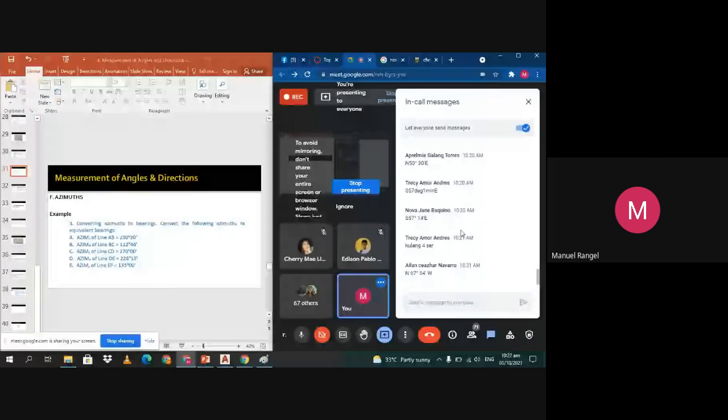For letter C, 270 degrees. So what is the bearing? 90 degrees due is correct. Si Andres. Si Andres got the correct answer. 90 degrees due is.